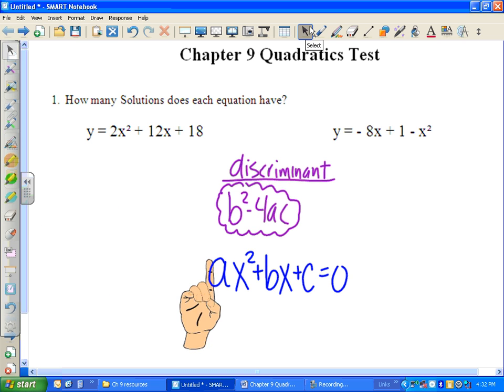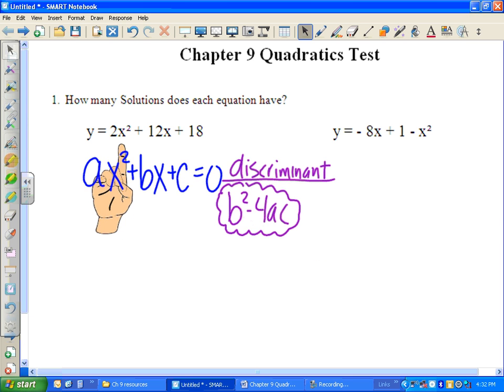Always the a has to go first, so make sure it gets placed first, and the a is always the one that's next to the x squared. Then you have b, which is always placed next to the single x, and then you have c, which is the number by itself with no x next to it. Now looking at this, is this in that same order? Let me drag this over there so you can see.